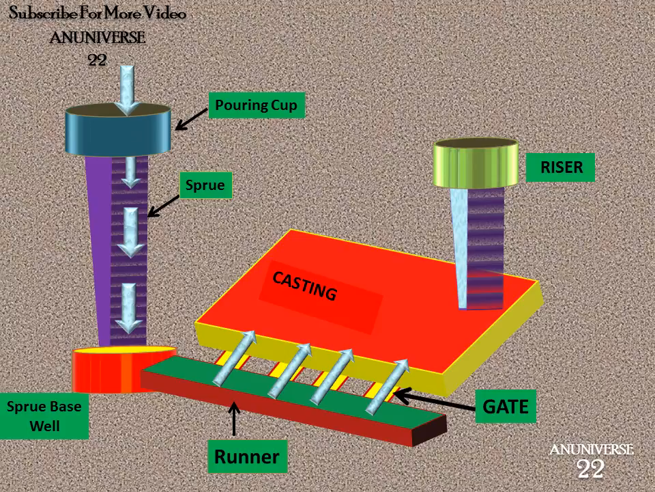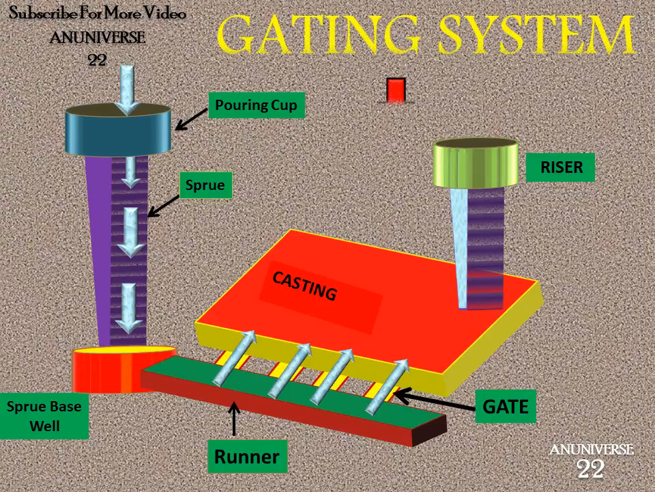So this is the detail about the gating system. And this is a gating system with all the components we discussed: pouring cup, sprue base well, runner, gate, riser.